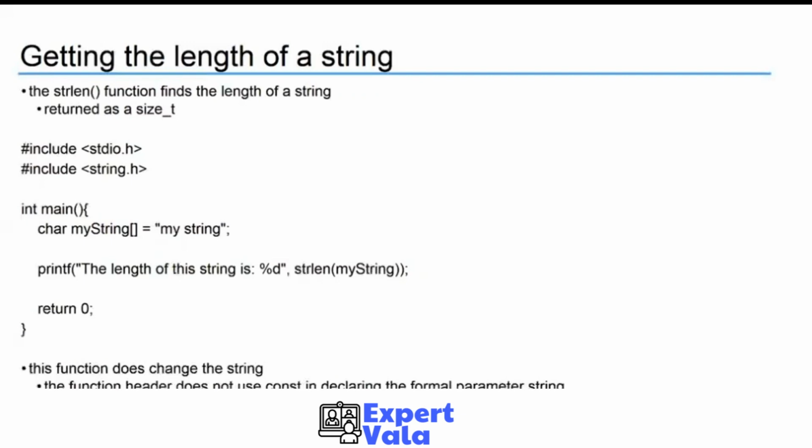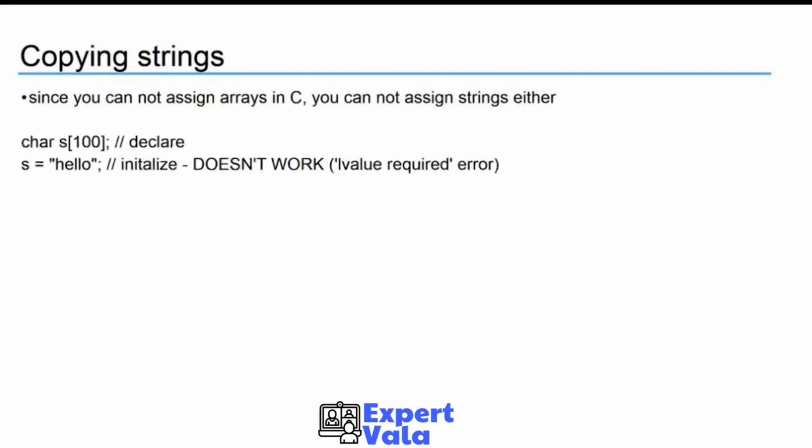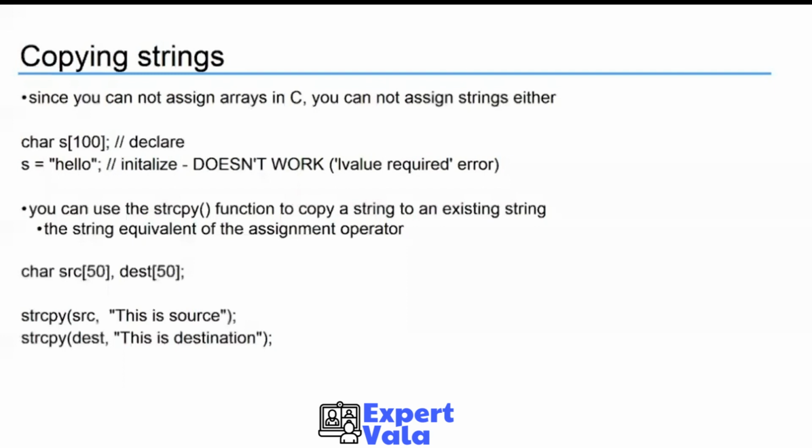Copying strings. Copying strings is either modifying an existing character array that has some data in it, or if it does not have anything in it, you want to put something in there. Since you cannot assign arrays in C, you cannot assign strings either. I mentioned this earlier. Declaring a character array and then using the equals assignment operator does not work. So what you have to do is use the strcpy function to copy a string to an existing string. It's the equivalent of an assignment operator for strings.